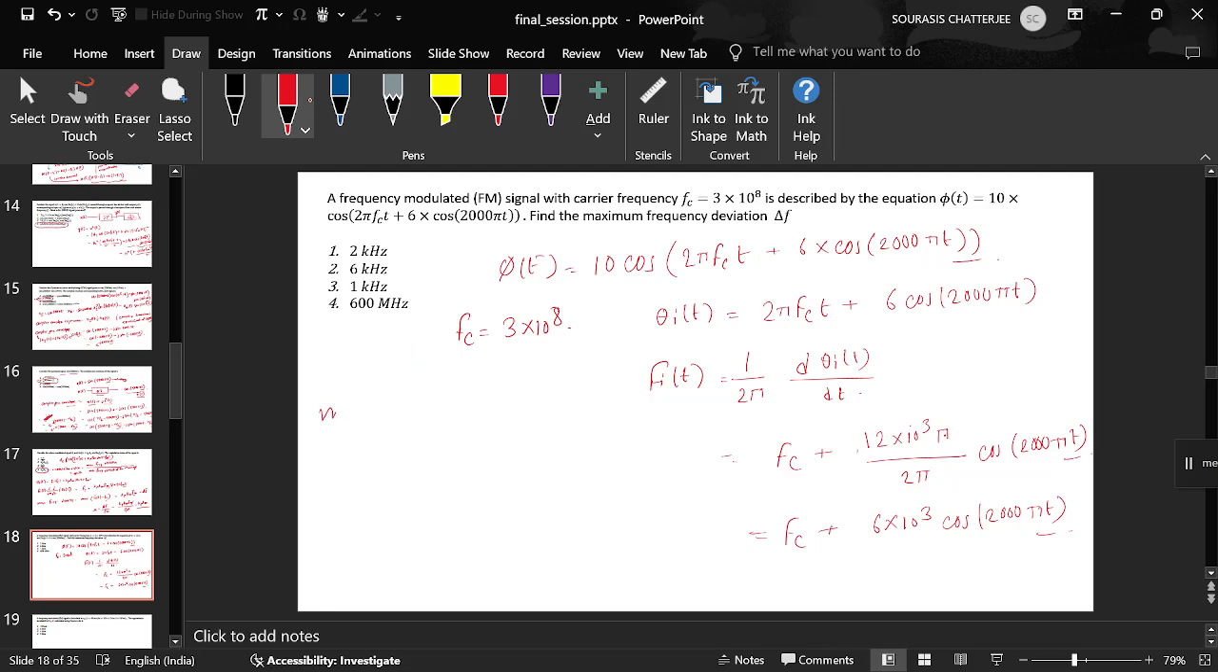So the maximum frequency deviation del f is equal to max of fi(t) minus fc, that is 6 into 10 to the power 3 hertz or 6 kilohertz. The second option is the correct one.